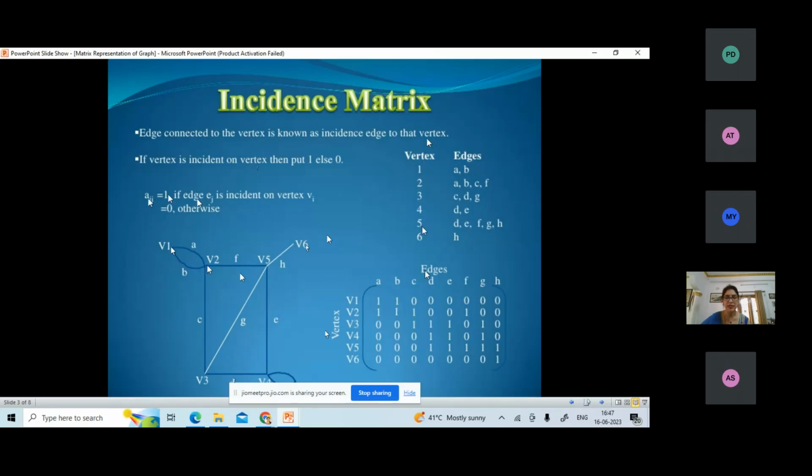V2: how many vertices are under incidence? A, B, C and F. Write 1 for A, B, C and F, and the other rest are all 0.